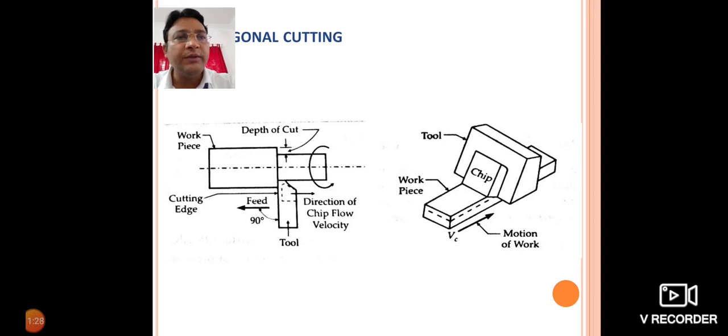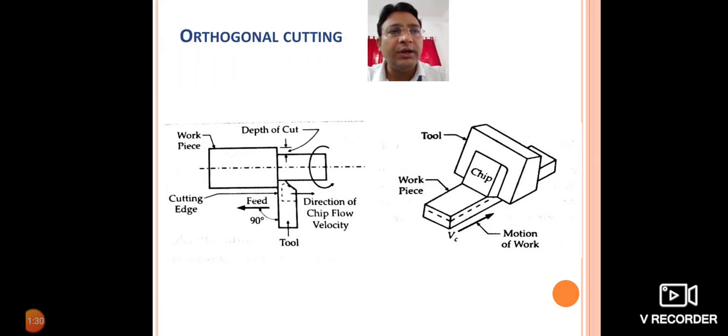Now the next important part, that is where the actual syllabus starts. Now we are going to study the two types of cutting, that is oblique cutting and orthogonal cutting. Oblique and orthogonal cutting, so we'll see them in detail. What do you mean by oblique cutting and what do you mean by orthogonal cutting?